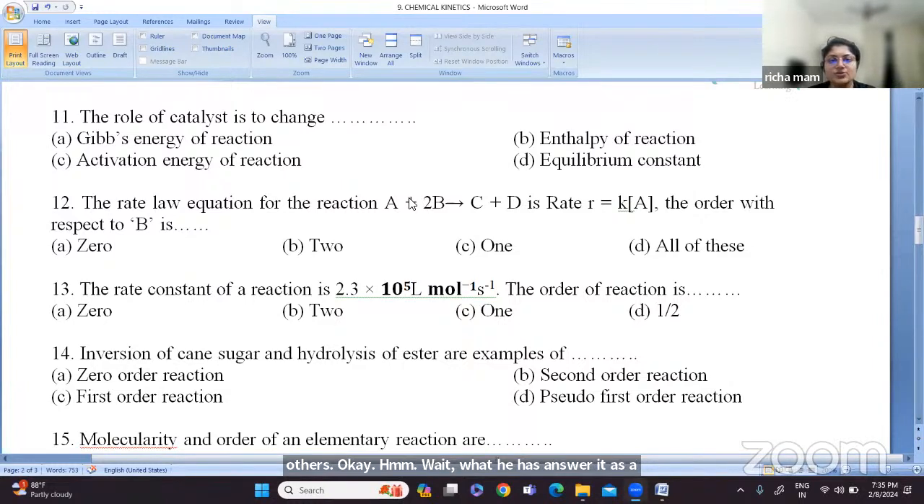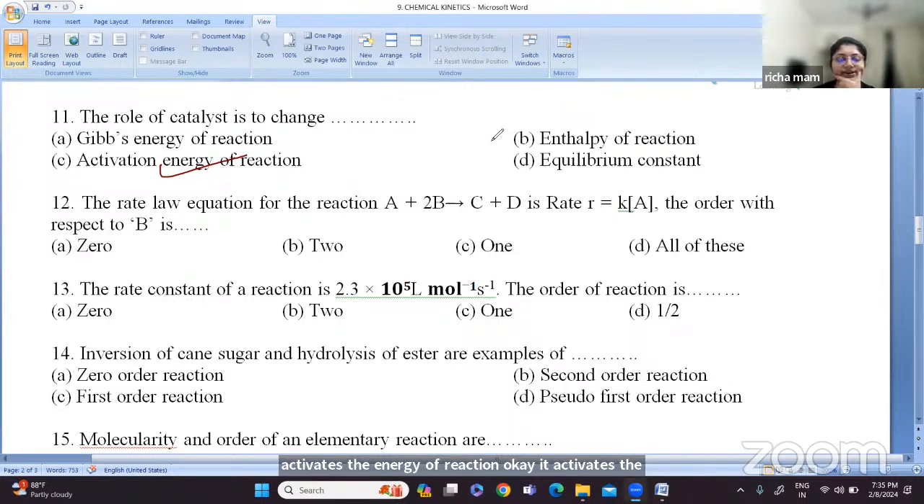The role of catalyst. Do you know what you mean by catalyst? What is a catalyst? It increases the rate of reaction. Okay. It does not alter the path or anything. It just increases the rate of reaction. So here, what is the role of catalyst when we are studying the order of reaction? It is nothing but it changes the activation energy of the reaction.